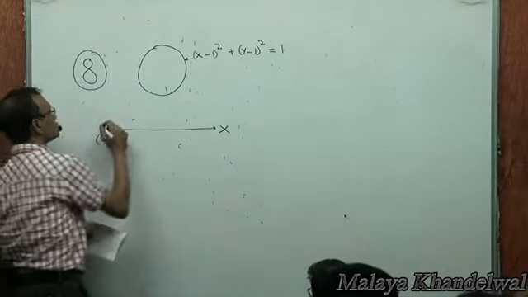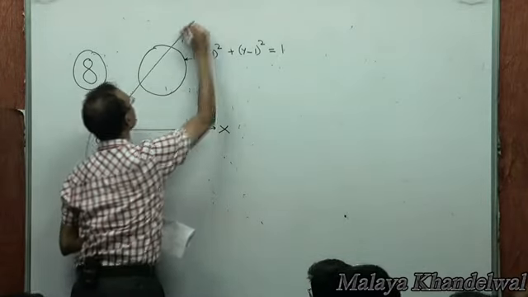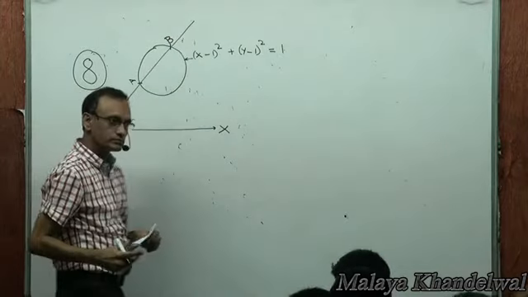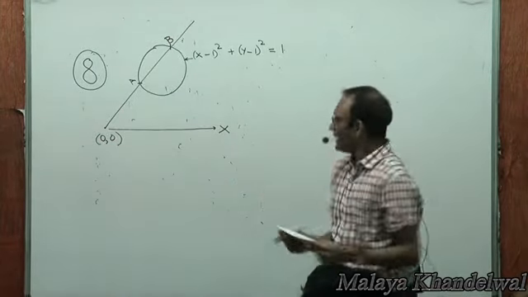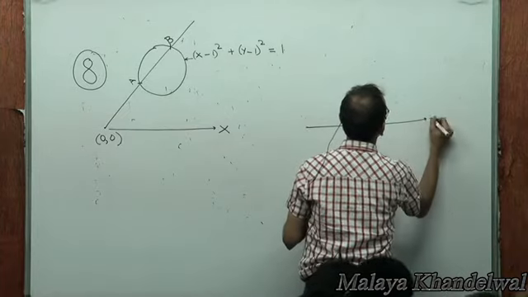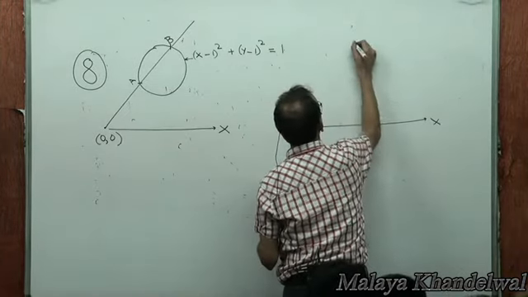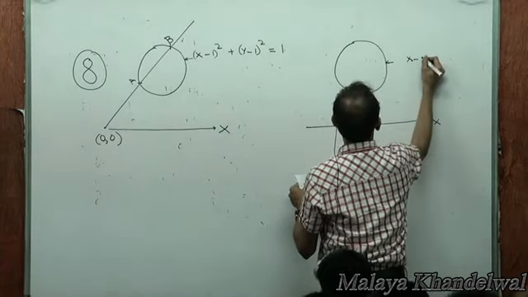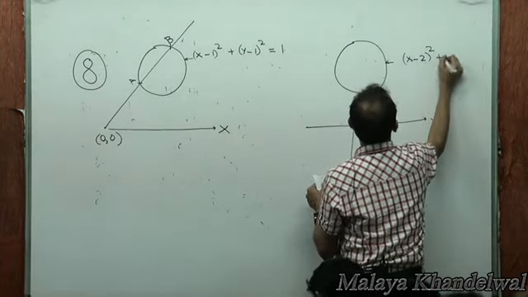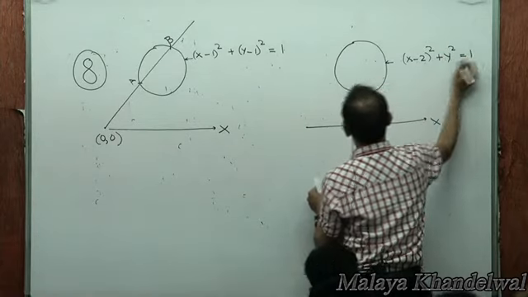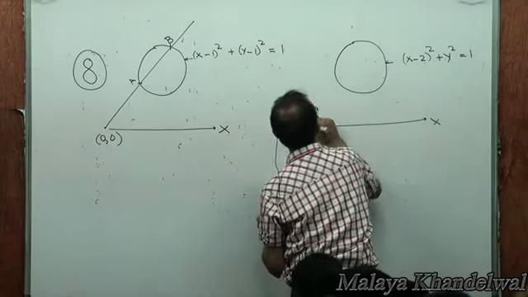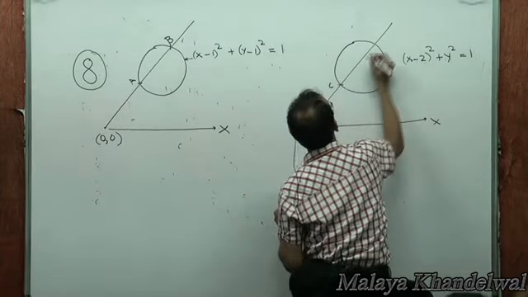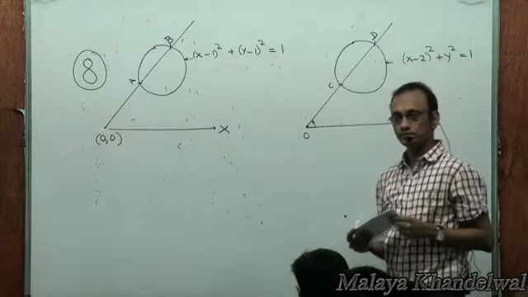There is a straight line drawn through O, intersecting this at A and B, right? And there is another curve which is, say, (x minus 2) whole square plus y squared equal to 1, and there is another straight line drawn through O, intersecting the curve at C and D. All right.